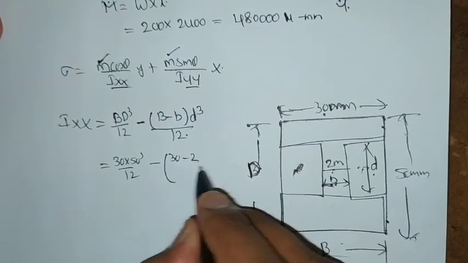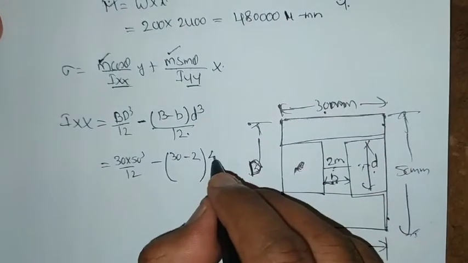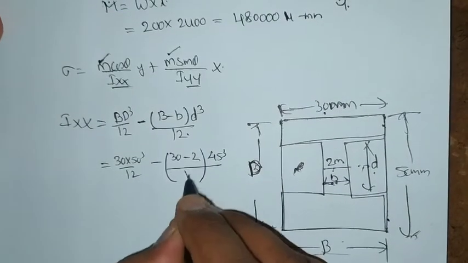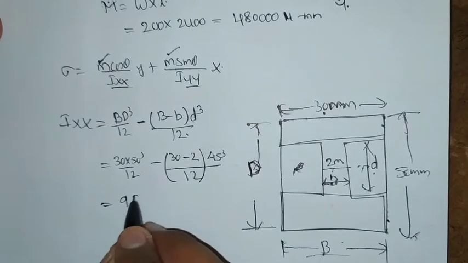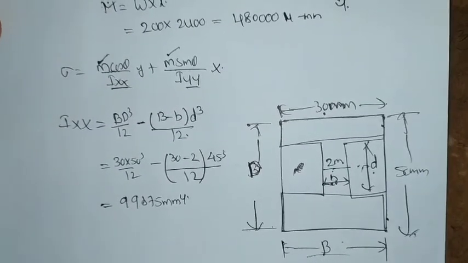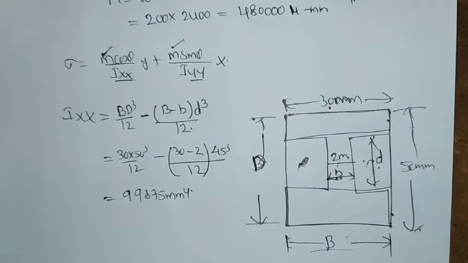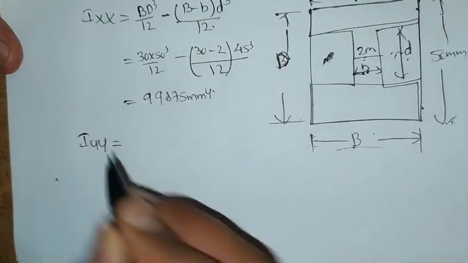the total rectangular portion value we are going to get is minus 2 into D cube, D is nothing but this value, this is 45 cube divided by 12. Then by calculating this we will get the value as 99875 mm power 4. So in this manner the Ixx we have to find out. Similarly next we will find out the value of Iyy.